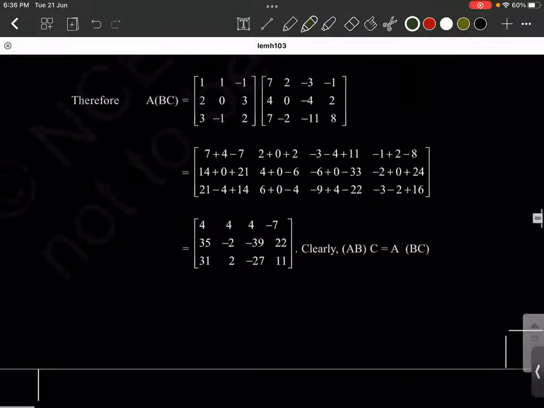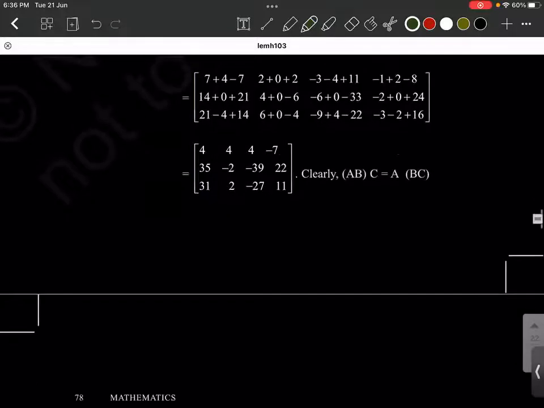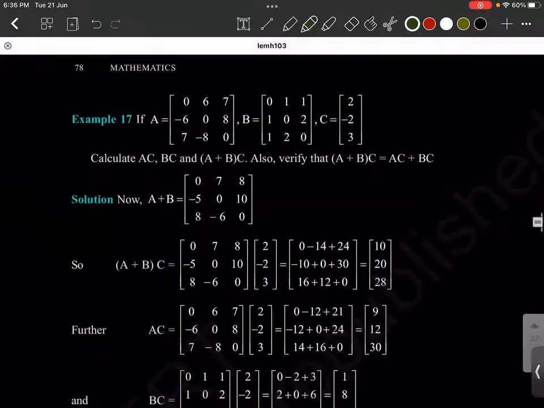So they are able to prove that AB into C is equal to A into BC. So let's do example number 17 now.